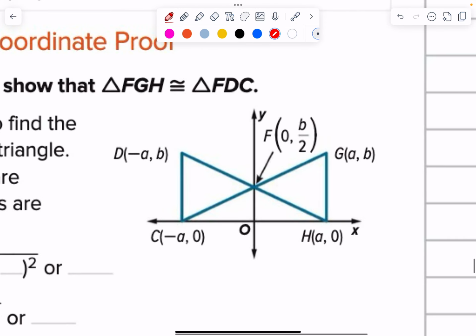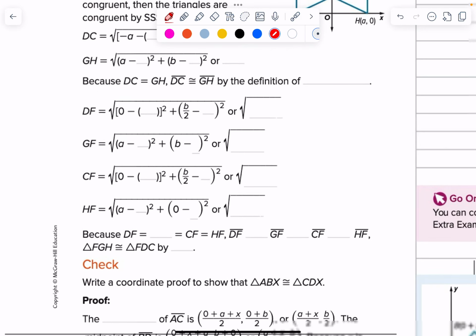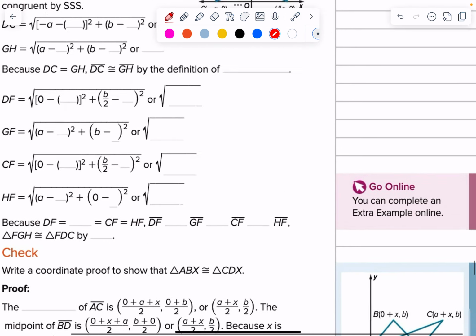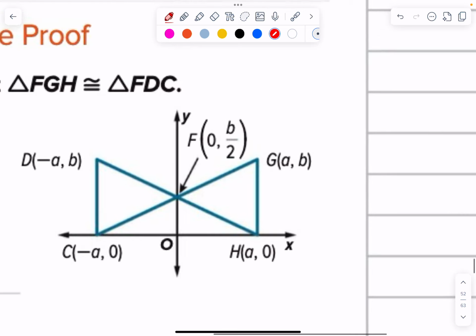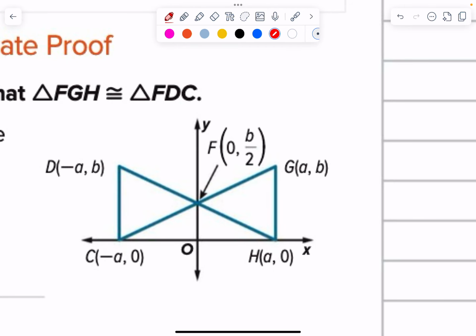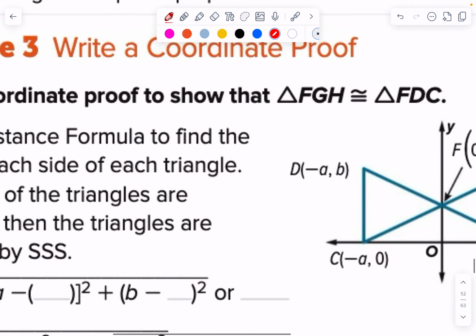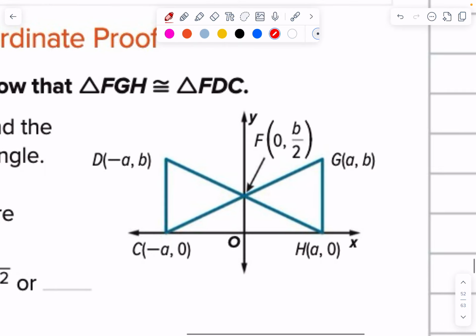Okay, so let's take a look at this, and I'm going to kind of fuddle through their proof a little bit. Maybe we won't even do this proof. Maybe we'll just talk through it, okay? So what they've done here is they are trying to show that these 2 triangles are congruent. Congruent means same shape, same size.